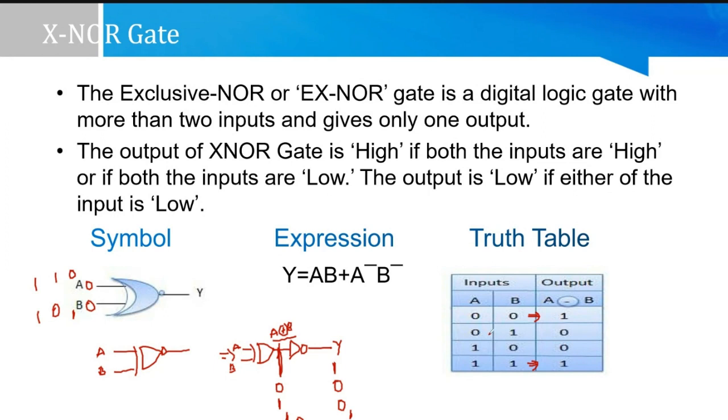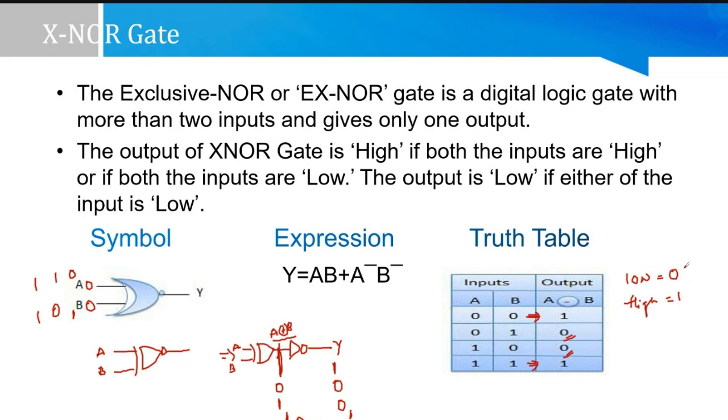So when both the inputs change, like A is 0, B is 1. The condition is that both the inputs should be low or both the inputs should be high. Low is nothing but 0, and high is nothing but 1. So when both the inputs are at a low, it gives the output as a high. When both the inputs are at a high, the output will be high. If any one of the inputs is low, the output will be low.